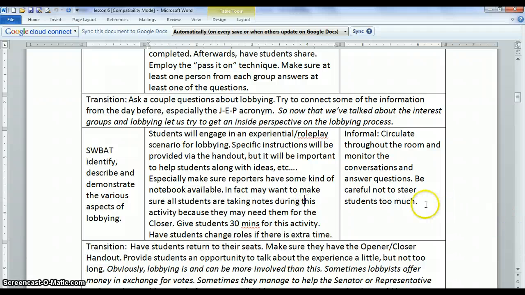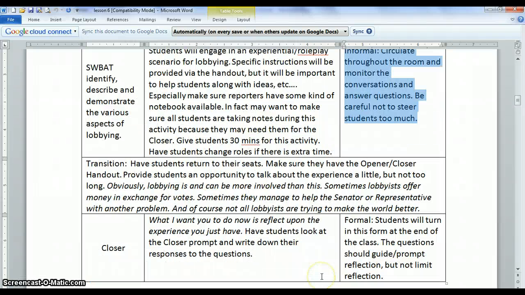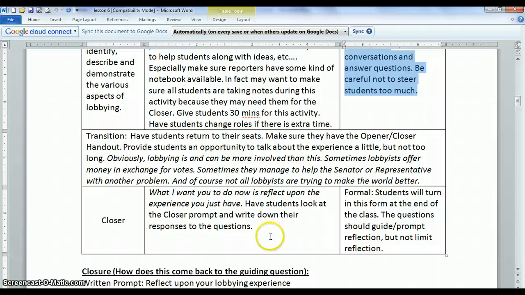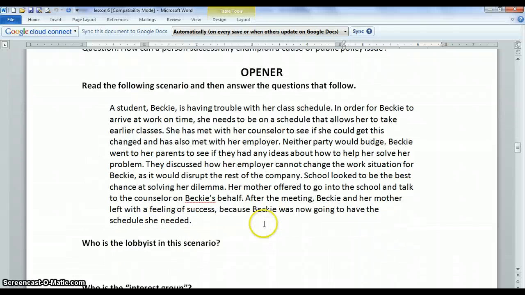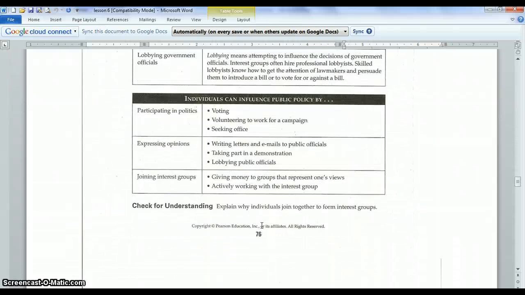The primary thing that I would be doing at this point would be circulating through the room. So it's kind of a very informal way of assessing learning. The more formal would occur afterwards, when students were asked to reflect upon this experience, to write down what their experiences were with the lobbying activity.